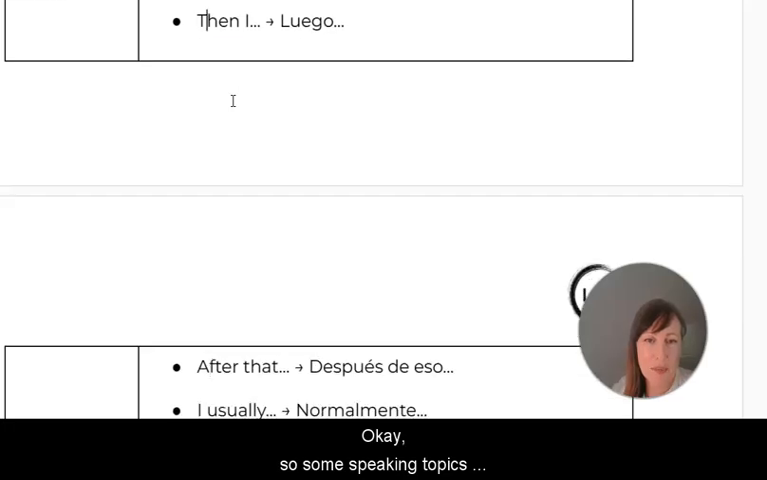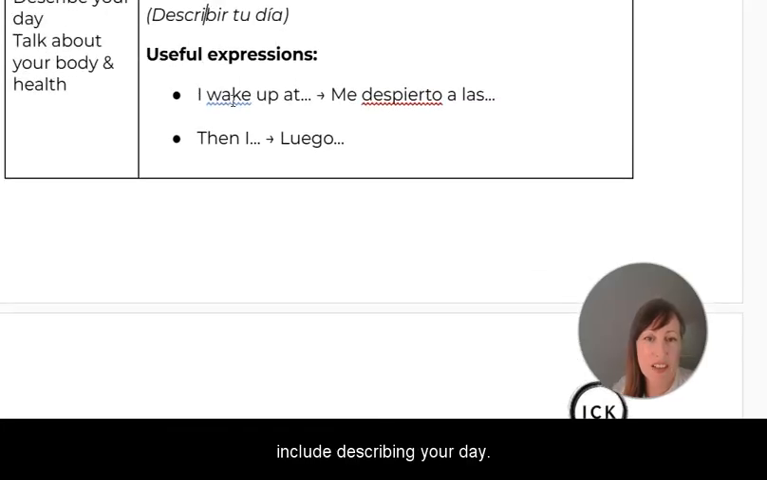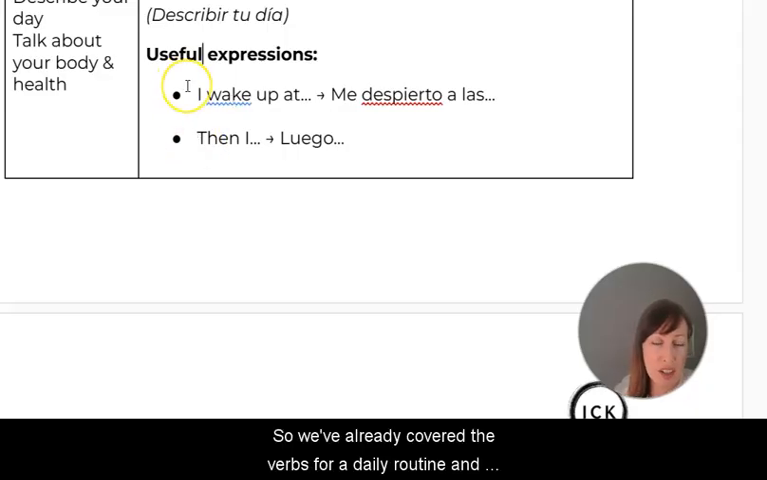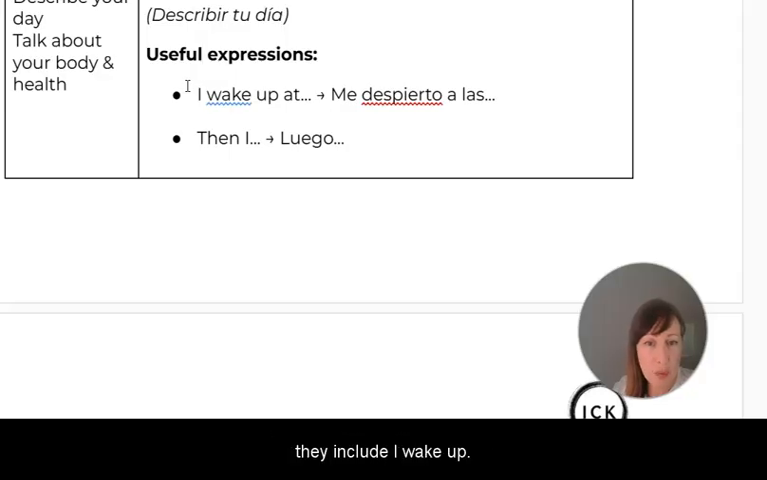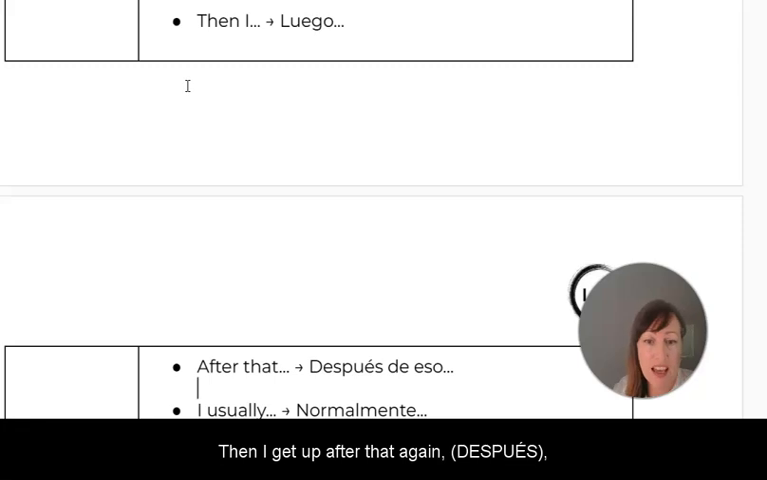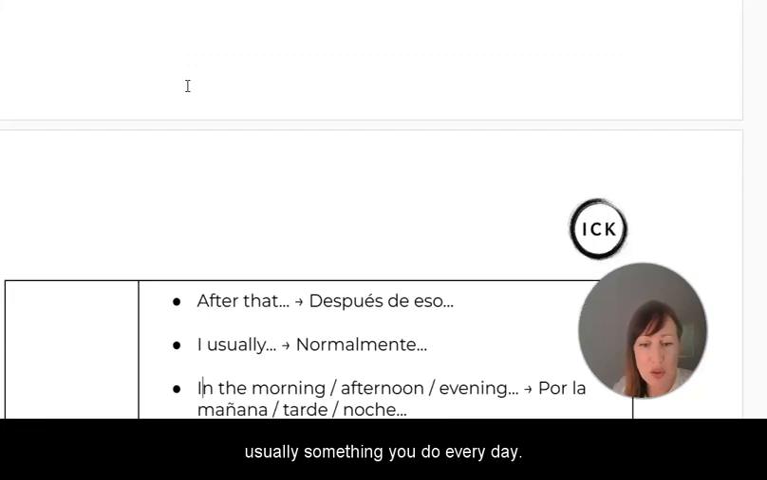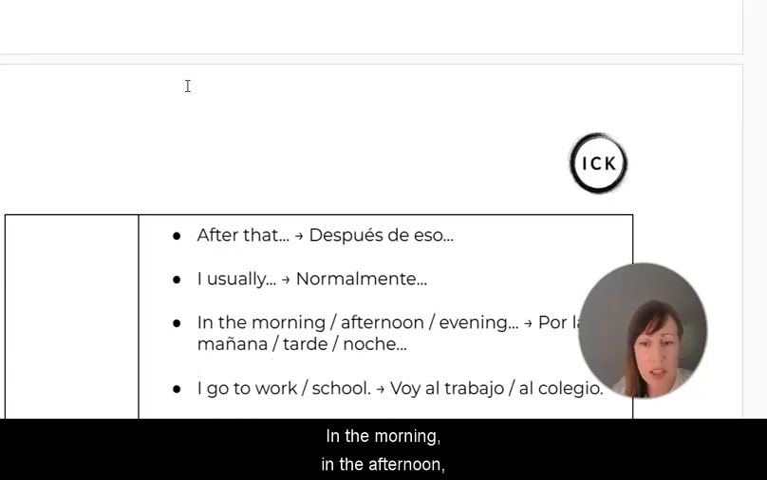Okay, so some speaking topics include describing your day. So we've already covered the verbs for a daily routine, and they include I wake up. We use then for después as a connector. Then I get up. After that, again, después. Usually, so something you do every day. In the morning, in the afternoon, in the evening.